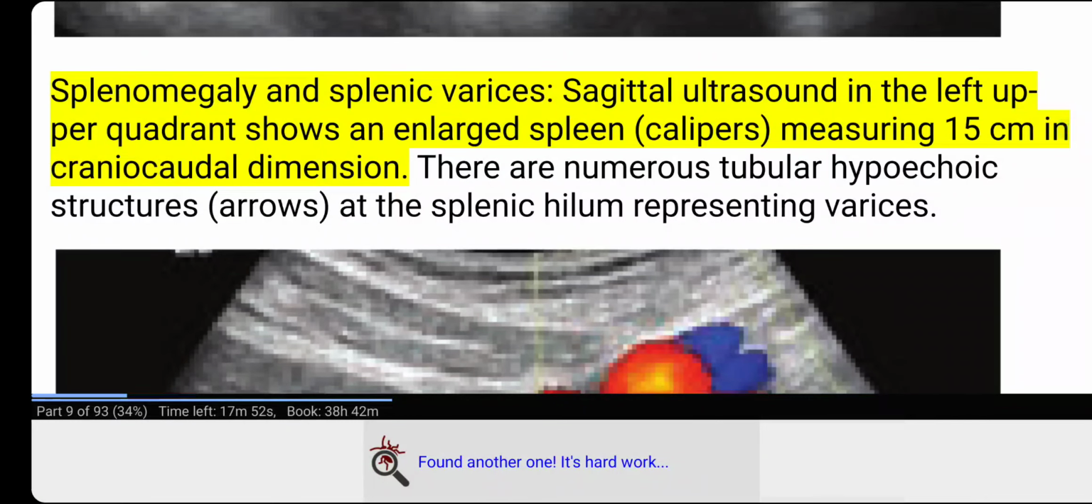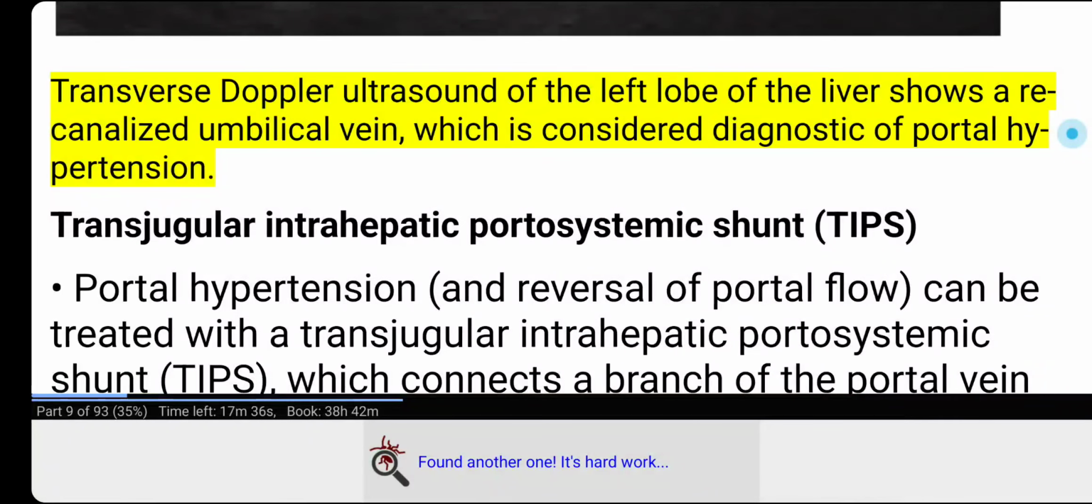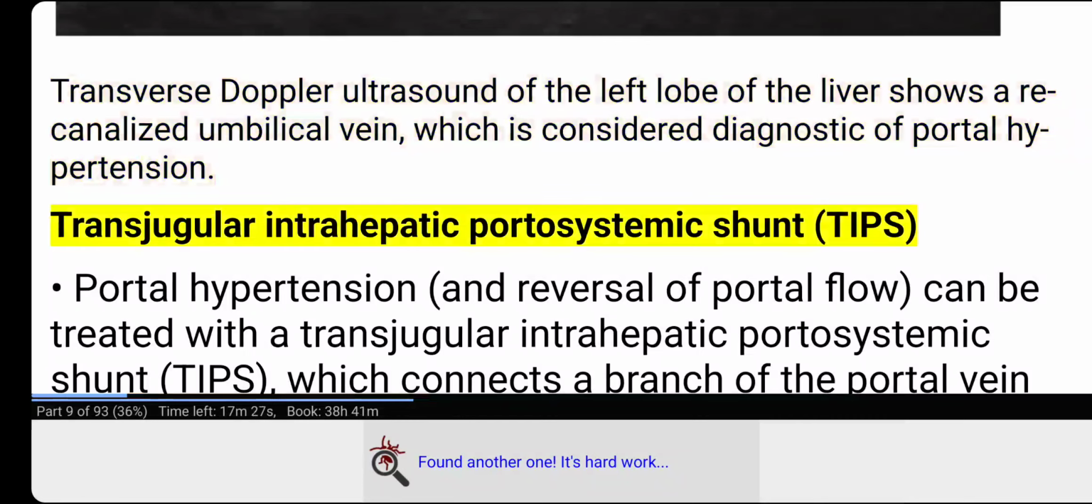Splenomegaly and splenic varices. Sagittal ultrasound in the left upper quadrant shows an enlarged spleen, calipers measuring 15 cm in craniocaudal dimension. There are numerous tubular hypoechoic structures, arrows, at the splenic hilum representing varices. Transverse Doppler ultrasound of the left lobe of the liver shows a recanalized umbilical vein, which is considered diagnostic of portal hypertension.